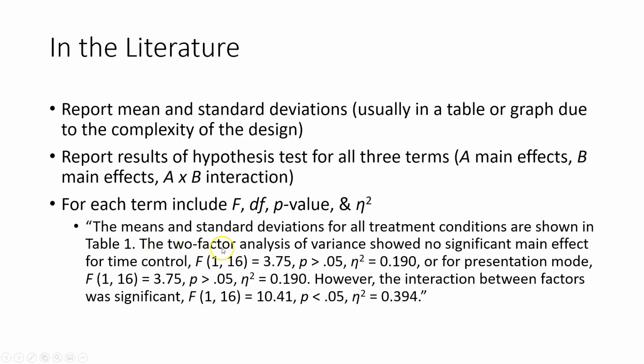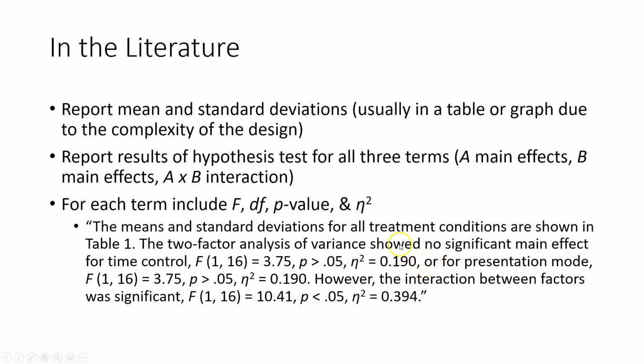The two-factor analysis of variance showed no significant main effect for time control, F (the degrees of freedom equals whatever the F is), p greater than 0.05 because it's not significant, eta squared, whatever that is. This is a percentage of variability. And then we could continue the sentence with another comma.